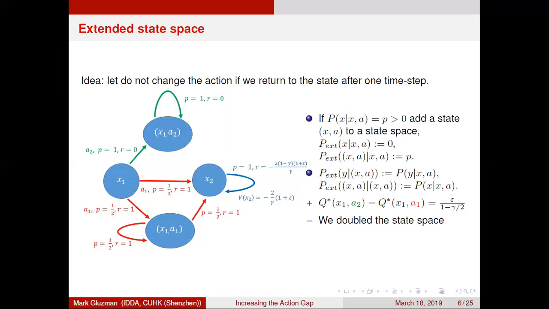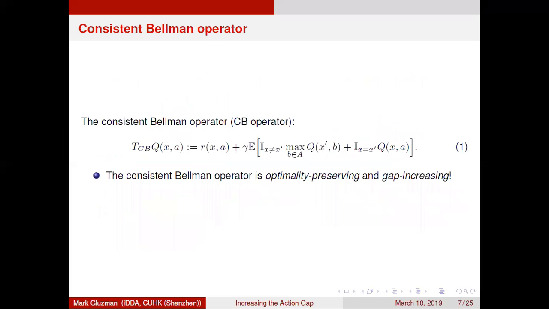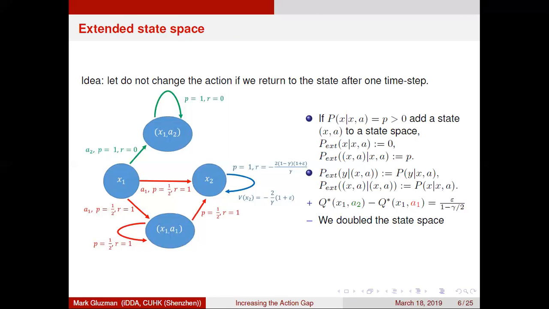Okay. So this is an example of one approach. Another approach that was considered in the paper is let's not change. Just comment earlier, don't go fast. So with this new Q star, for this new problem, the action gap will increase. Yes, but the better thing is that we basically double the state space.